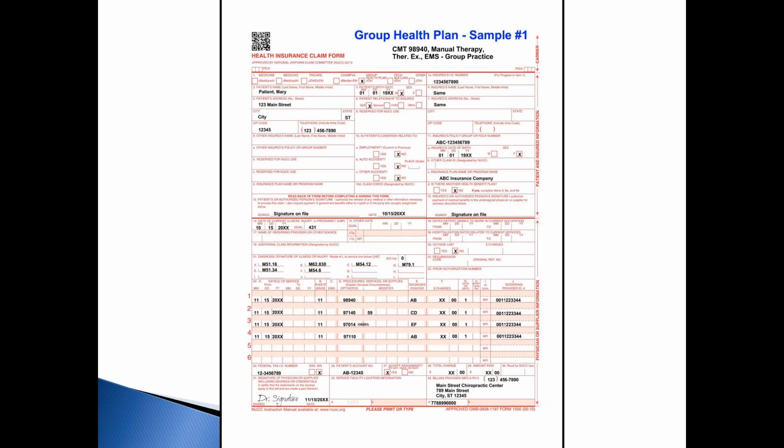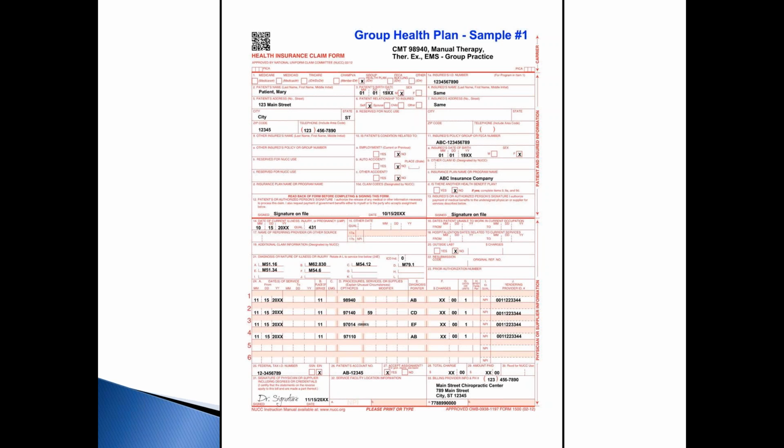Next, 97140 with the 59 modifier, that's pointing and connecting or pairing with M54.12. That's a cervical radiculopathy, so we have a cervical problem in position C and D only, right? That's why we have the 59 modifier.